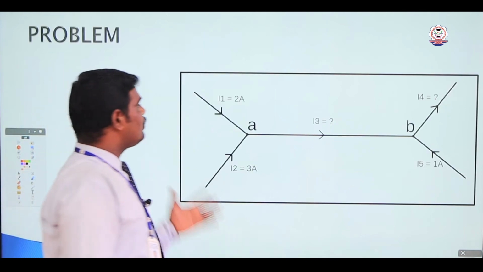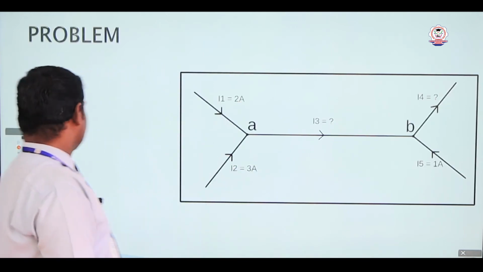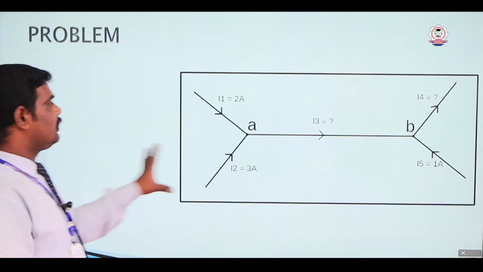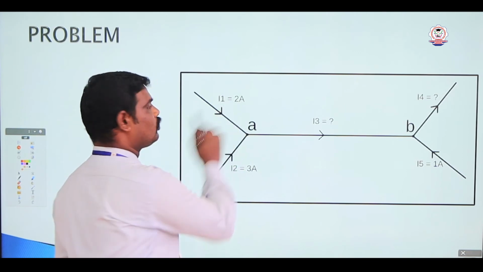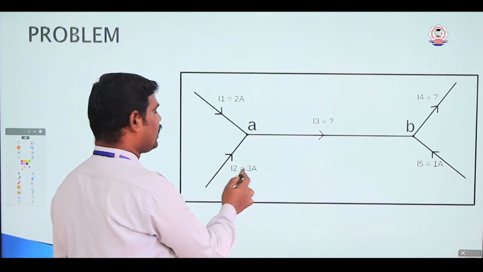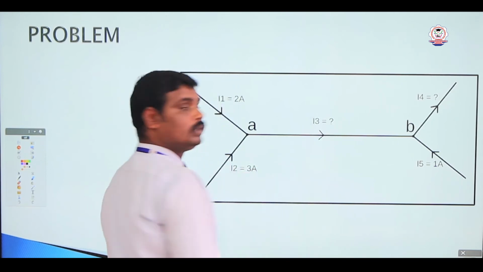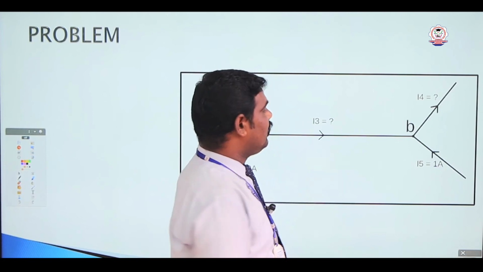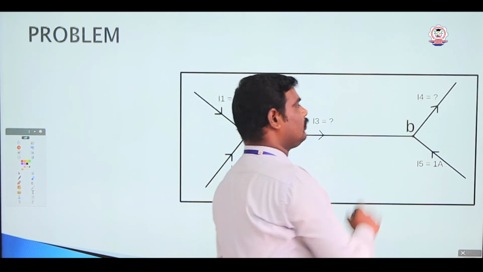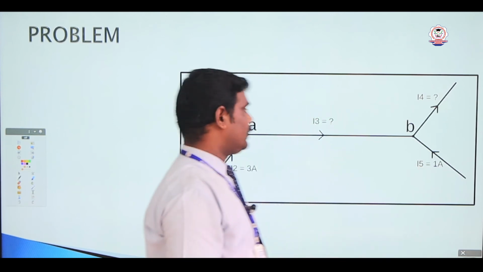Next, based on this statement, we can solve one problem. See, here one circuit is given. I1 current is equal to 2 ampere and I2 current is equal to 3 ampere. The I3 current is an unknown value, so we have to find out this unknown value. Then I4 is also an unknown electric current, and I5 is 1 ampere.